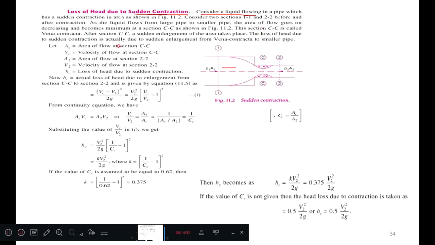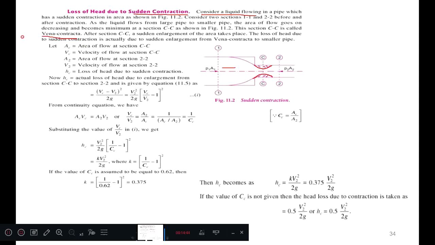The area of flow goes on decreasing and becomes a minimum at section CC, meaning it suddenly changes over from the larger to the smaller pipe, bends like this, and then at this section the area is minimum. This is called the vena contracta. That is, it becomes a minimum at section CC, which is called the vena contracta. After section CC, a sudden enlargement of the area takes place.